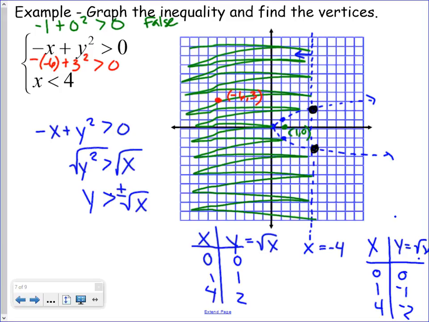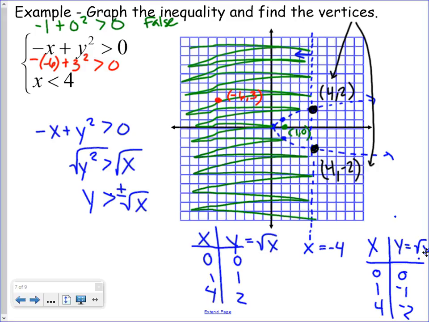And so this is going to be really important for tomorrow, for linear programming, that you can find those points of intersection. Now on mine, they line up real nicely with my graph and my table of values. So I know exactly what those points are. 4, 2, and 4, negative 2. So there I have just labeled my vertices. Okay. I would like you to do that on your homework tonight.